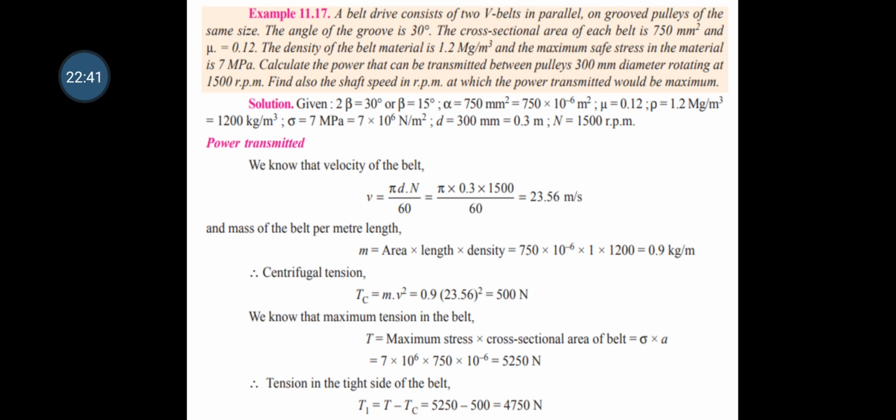First, I am going to rewrite the given details. Power transmitted: we know that the velocity of the belt v is equal to pi d n divided by 60. So the velocity of the belt v is equal to 23.56 meters per second. The mass of the belt per meter length m is equal to area into length into density: area 750 into 10 power minus 6, length 1 meter, and density rho is equal to 1200. So the mass of the belt per meter length m is equal to 0.9 kilogram per meter. Centrifugal tension Tc is equal to m v square. We already know m and v, so by solving this, the centrifugal tension Tc is equal to 500 Newton.